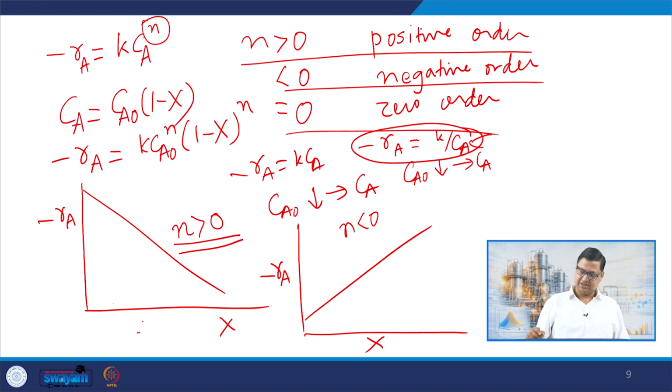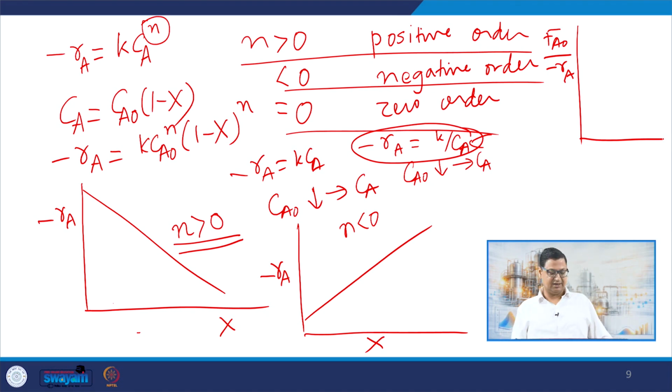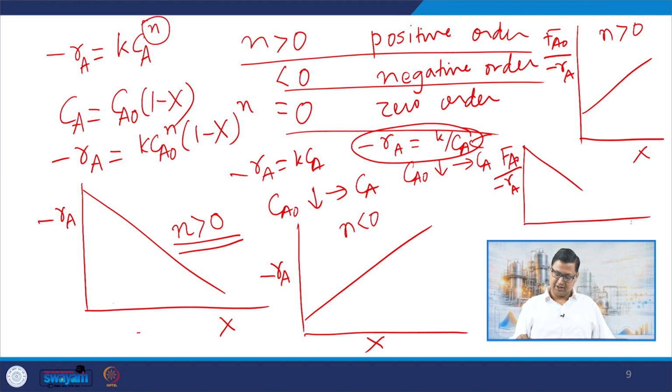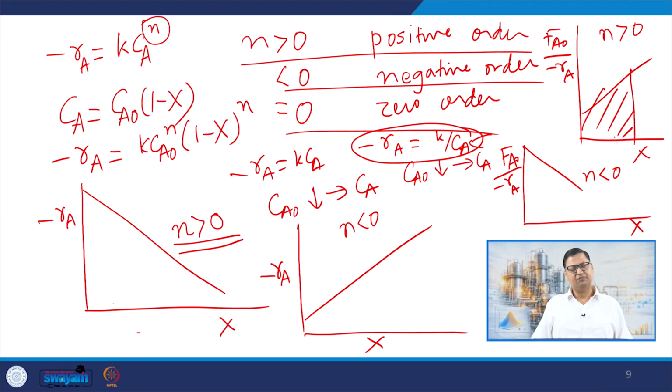Now, if I use this assuming that Fa naught is constant, so Fa naught by minus Ra, keep in mind that minus Ra is coming in the denominator, is going to look like something like this. Again, the shape will depend on the value of n, but the nature is always increasing with x for a positive order reaction, and it will look something like this for a negative order reaction, right. And clearly for n greater than 0, the PFR, which is the area under the curve, will give me a smaller volume, but the same is not true for a negative order reaction.